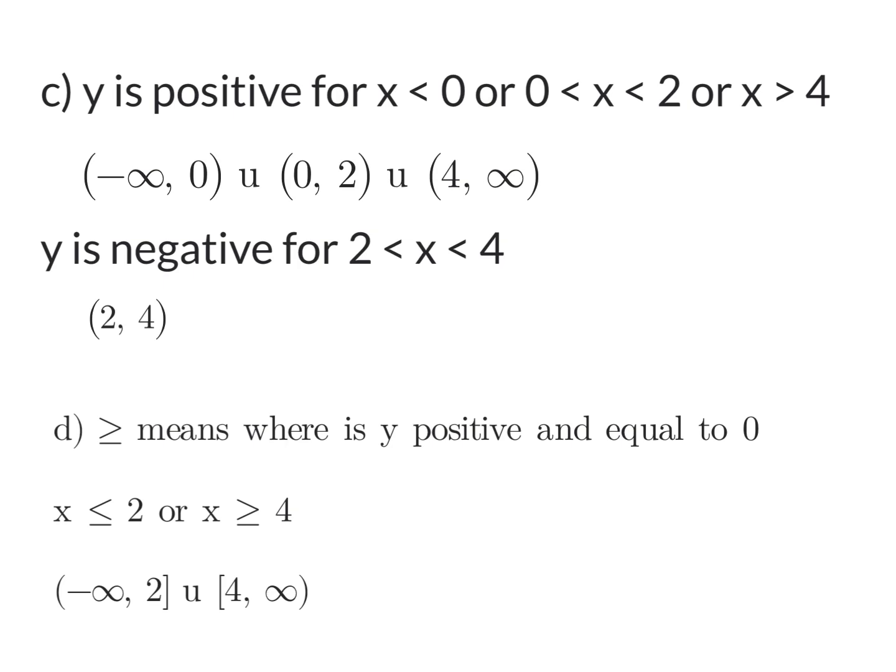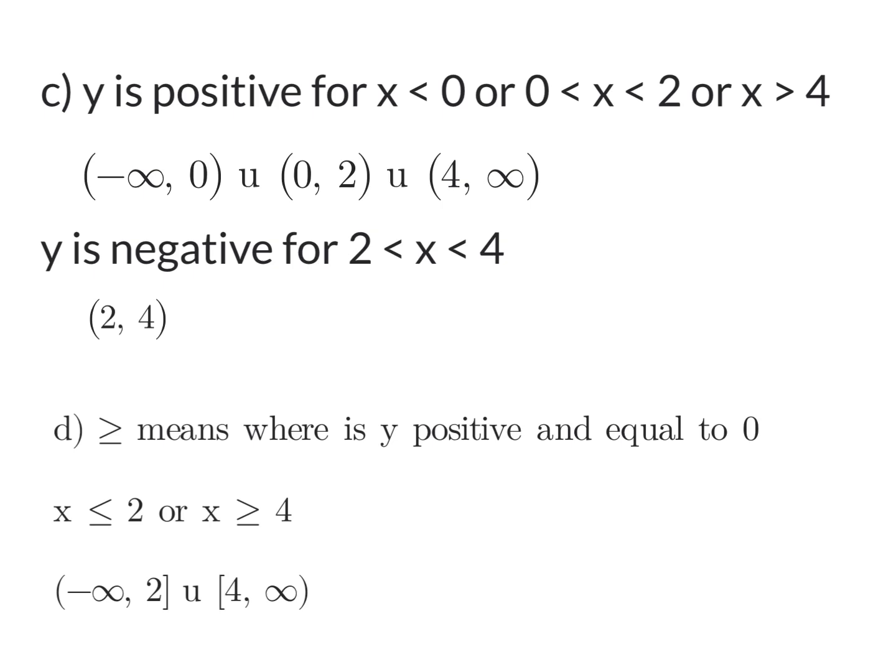So from our graph and from our table of values, where is y positive? In our table of values, it's when x is less than 0, between 0 and 2, and when x is greater than 4. That's all our positive y values. So if we write it in interval notation, that's from -infinity to 0, 0 to 2, and 4 to infinity. Where is y negative? Well, from our table, that's between 2 and 4.